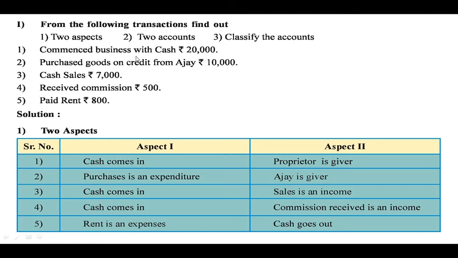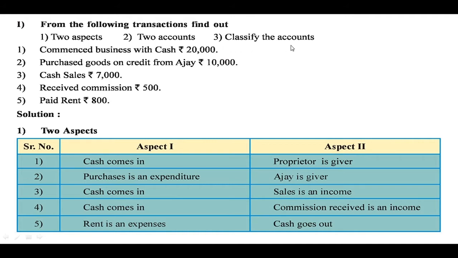After that, you have to identify which 2 accounts are involved. In the previous lecture, we have learnt that the accounts are mainly divided into 3, that is the personal account, real account and nominal account. So you have to identify which 2 accounts are involved in the transaction. Then you have to classify those accounts.